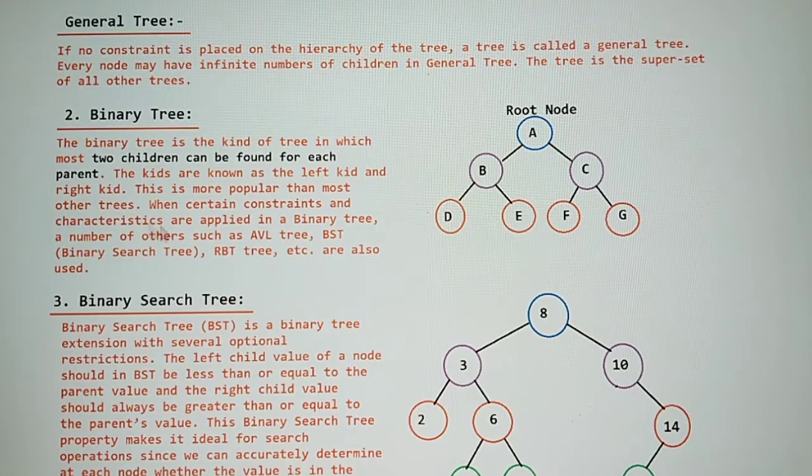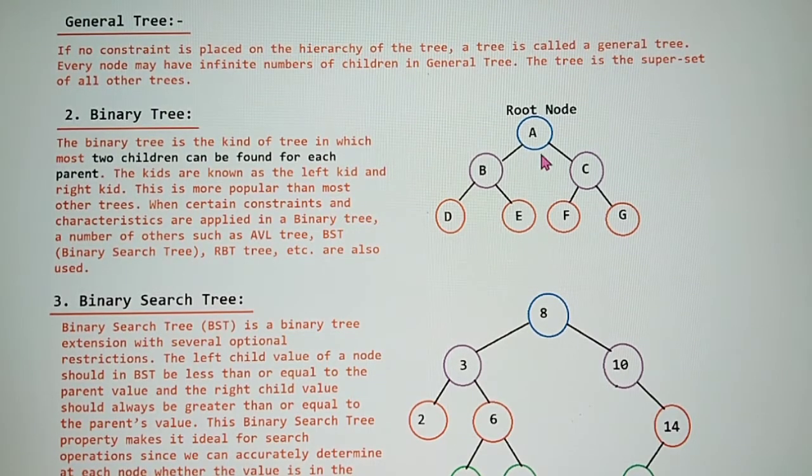So here I want to elaborate on this binary tree. Here I pointed in black color. You can see that it is the main part of this definition: two children can be found for each parent. Here is a foundation, or you can say a limitation, that only two children can be found for each parent, because any parent node can only contain two child nodes.